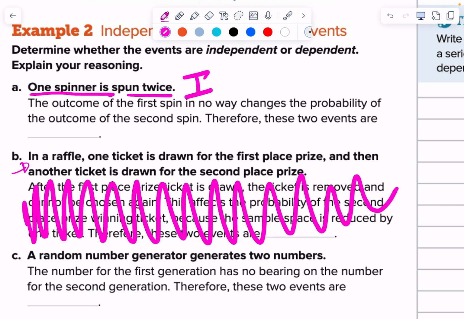You can't draw the same one for first and second prize, because you could draw the same one for both places and it would work. Right. So you can't win first for a couple different reasons.